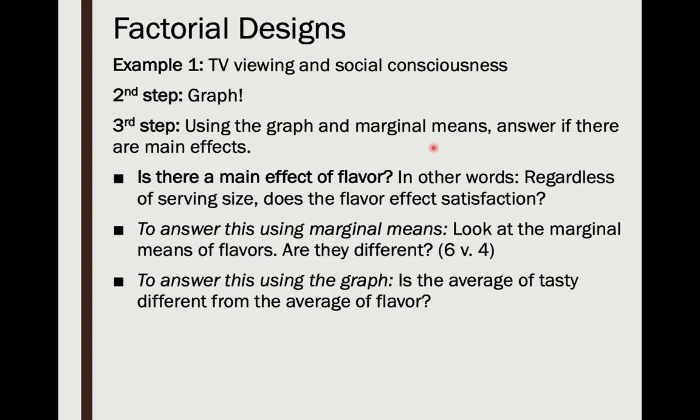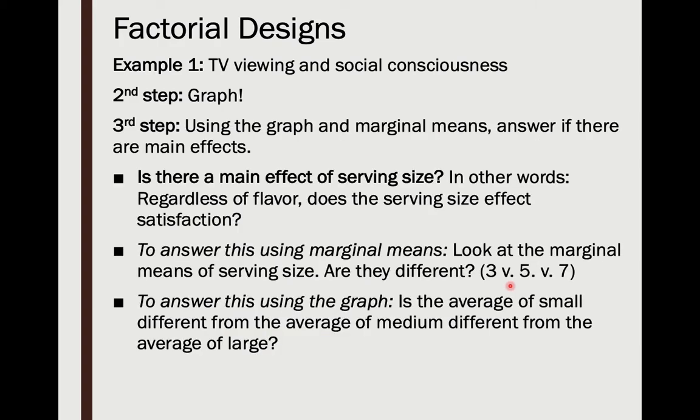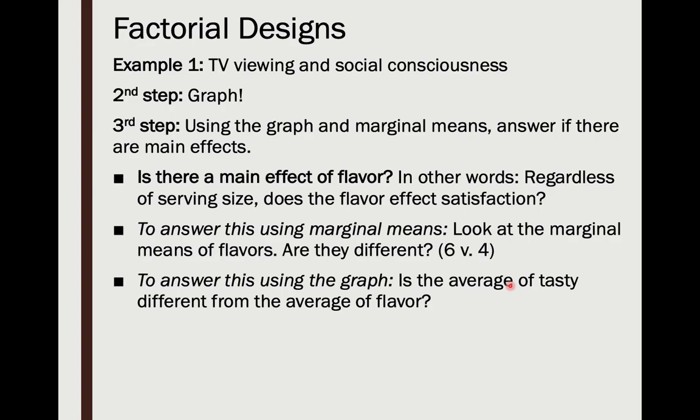Then we have to ask if there's a main effect of flavor. In other words, regardless of serving size, does the flavor affect satisfaction? So we can answer this using marginal means and the graph. So let's go back. We're looking at flavor. The marginal means of flavor are 6 versus 4. Those seem pretty different to me. And then if we look at their averages, the average of this tasty line would be right in the center, which is a 6, and then mediocre, right in the center, which is a 4. Again, those look very different to me. So we do have a main effect of flavor, sorry, that's flavor.